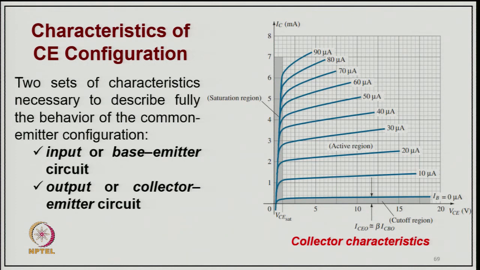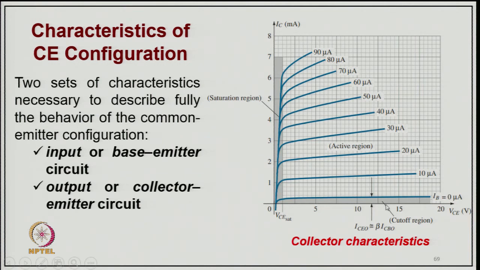So, this is the characteristic of the common emitter configuration. Two sets of characteristics are necessary to describe the full behavior: the input or base-emitter characteristic, which we discussed earlier, and the output or collector characteristic. You can say this is the collector characteristic. Here you have VCE, the collector to emitter voltage, and this is the collector current, for different base currents.